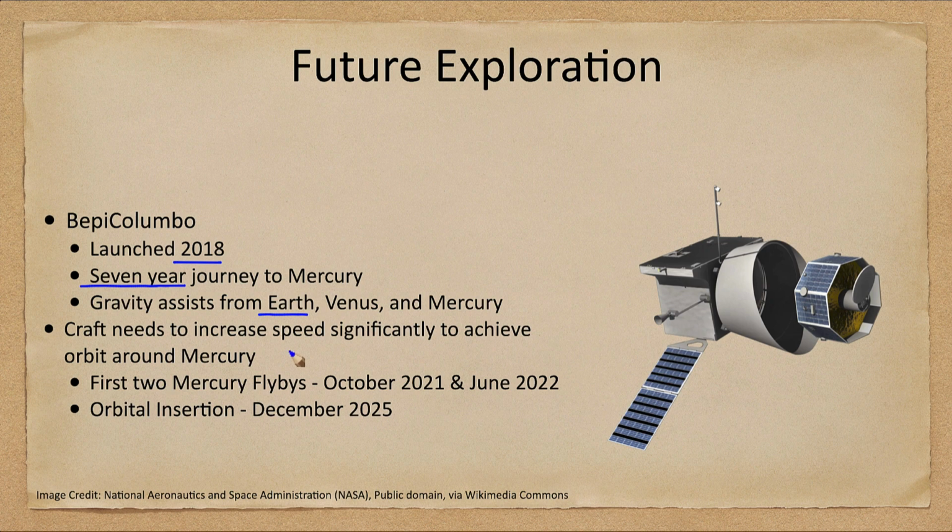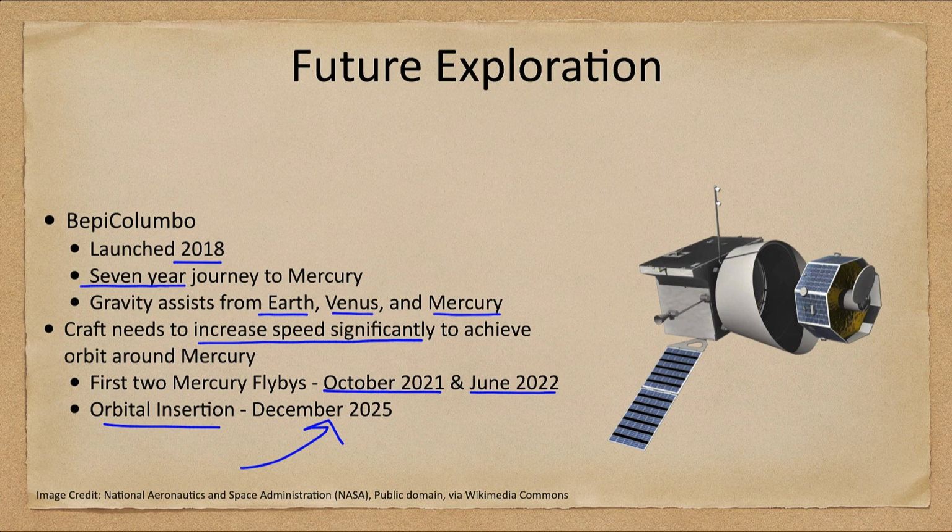So we used gravity assists from Earth, Venus, and Mercury to decrease the craft's speed to achieve orbit. That was required, and it's taking a long time. That's why it takes so long to get there, even though Mercury is not all that far away from Earth. It has already completed assists from Earth and Venus and is now flying by Mercury, and flew by Mercury in October of 2021 and June of 2022, and is scheduled, if all goes well, for orbital insertion in December of 2025.